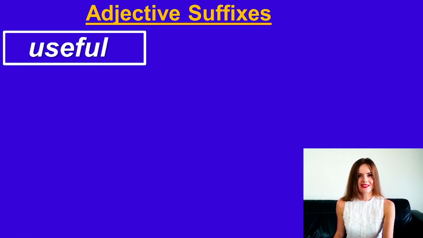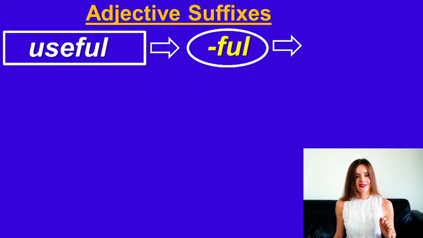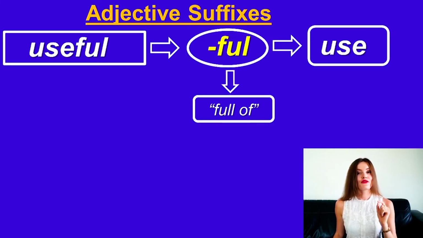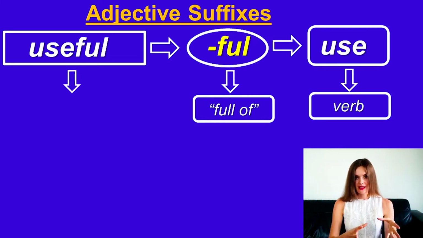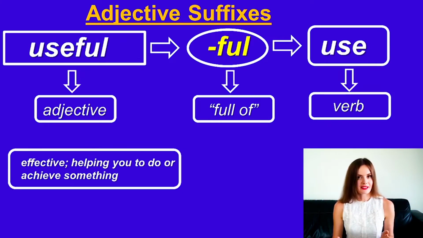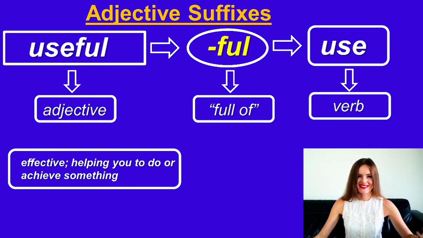Useful. What is the suffix in this word? Of course, it's full, because the base word is use. Excellent. Full means full of use. Use is a verb, and when we add use plus full, we get an adjective, useful. Right? Good job. Useful means effective, helping you to do or achieve something. So full of use, in other words, useful.